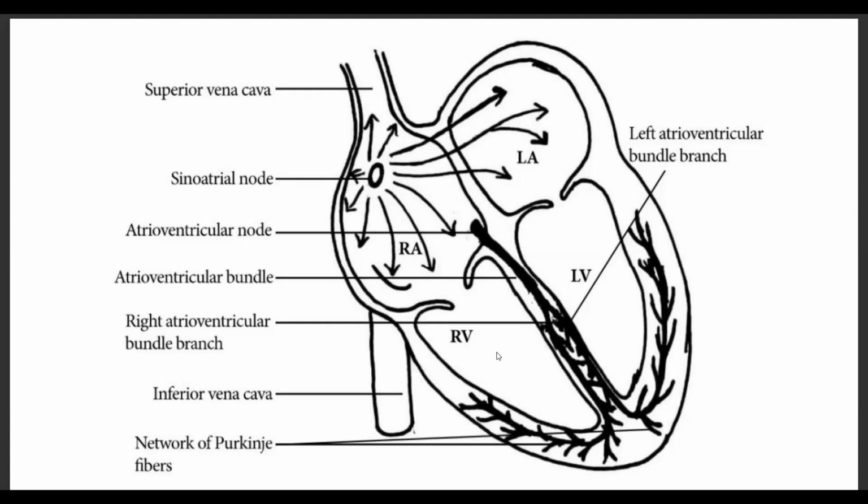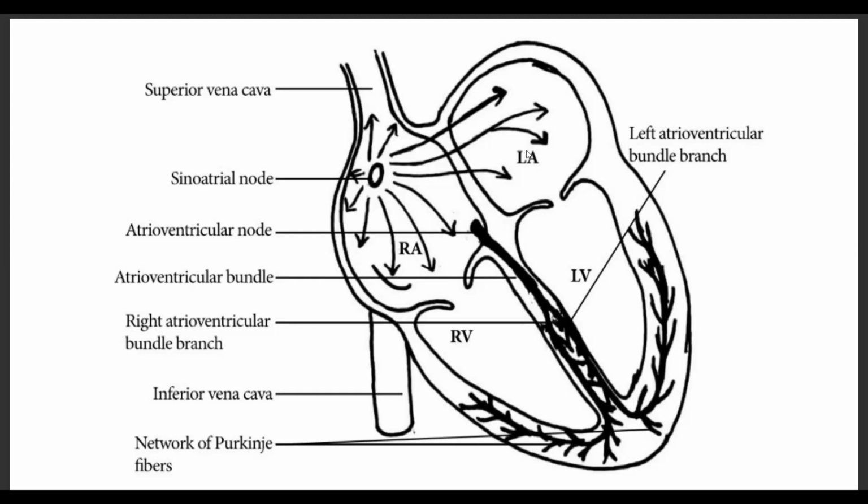So SA node, it is also called sinoatrial node. It is a small mass of specialized neuromuscular cells. It lies in the myocardium near the opening of the superior vena cava. What is the function? It stimulates the contraction of the heart. The stimulus for the contraction of the heart originates in the SA node. It initiates the heartbeat and sets the rhythm of the heart, so it is called pacemaker. But the heart rate can be varied because of the autonomic nervous system or because of hormones like thyroxine, adrenaline, or due to the temperature.